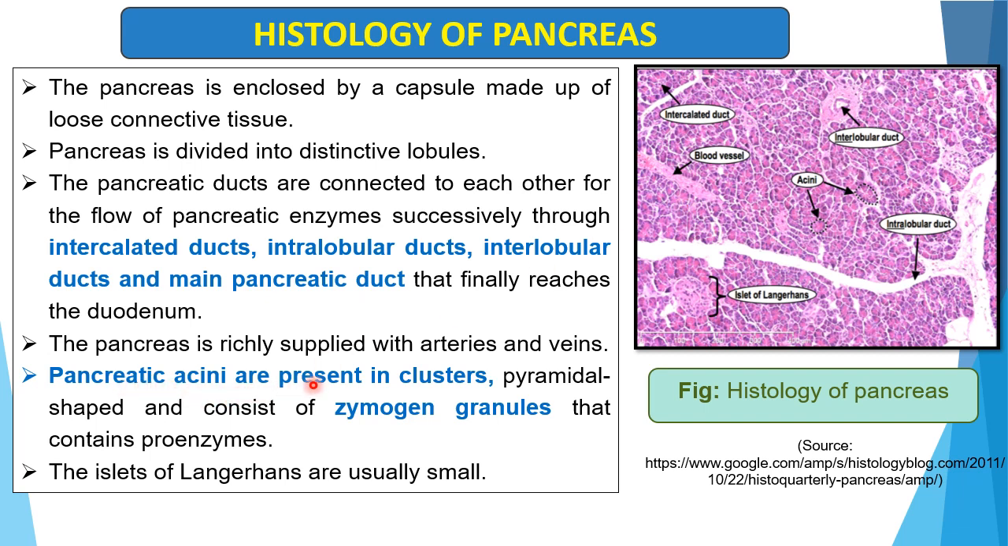Pancreatic acini are present in clusters. You can see in the figure the presence of pancreatic acini. These are the pancreatic acini. They are pyramidal in shape and consist of zymogen granules that contain proenzymes. Let me say what proenzymes are. When enzymes are present in inactivated form, they are known as proenzymes.